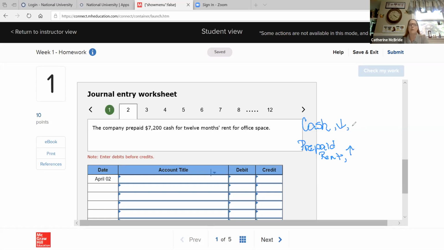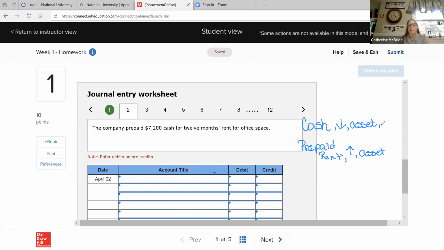What type of account is cash? It's an asset. What type of account is prepaid rent? That's a tricky one. It's also an asset because we have a future benefit. Either we're going to want our money back or we're going to get to rent the facility. We're going to get that time in the facility. So that's actually an asset.